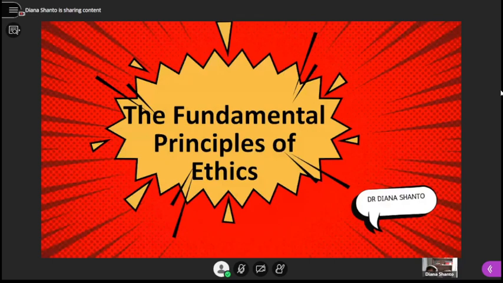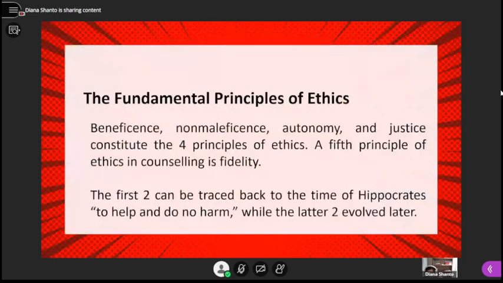Fundamental principles of ethics. Beneficence, non-maleficence, autonomy, justice. These are the 4 principles. And then there was a 5th, fidelity. The first 2 were the original ones, that is, do no harm or best interest of the client. Best interest of the client, that's beneficence.